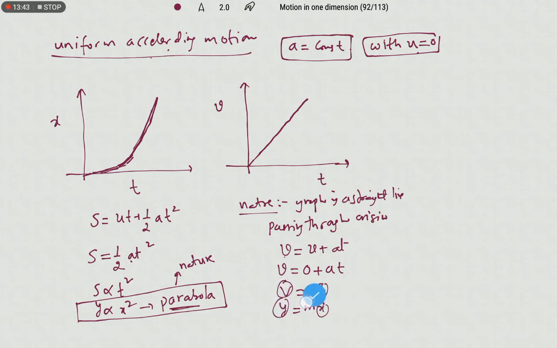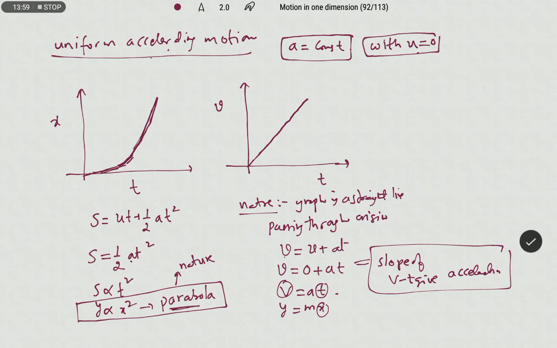Then what is the slope? The slope of the v-t graph gives acceleration. So this is the significance of the graph. With the help of the slope of the velocity-time graph, we are going to calculate acceleration.